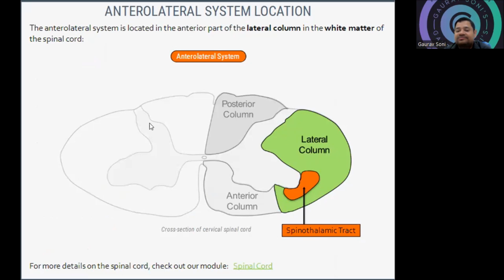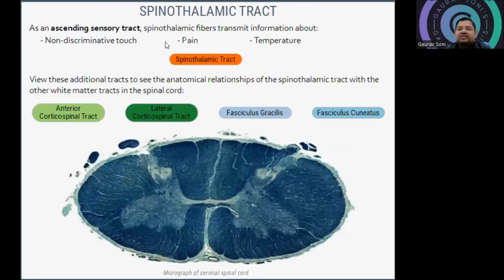You can recall the previous lecture on the spinal cord, where I have given you the TS identification values. So this is the lateral column, and among them, the anterior part in the white matter, there will be the spinothalamic tracts. As an ascending sensory tract, the spinothalamic tract transmits the following things. First of all, non-discriminative touch, pain, and temperature.